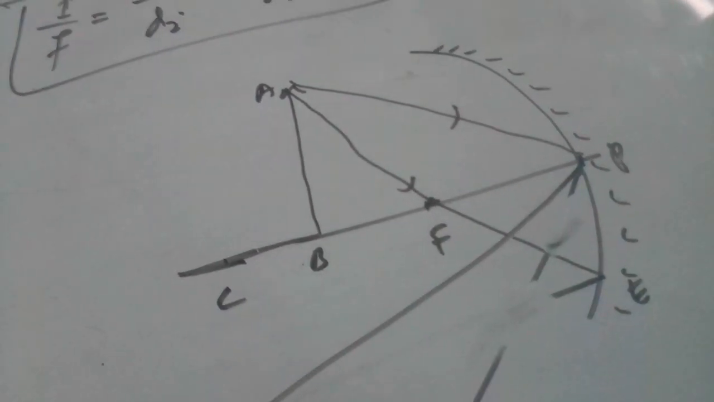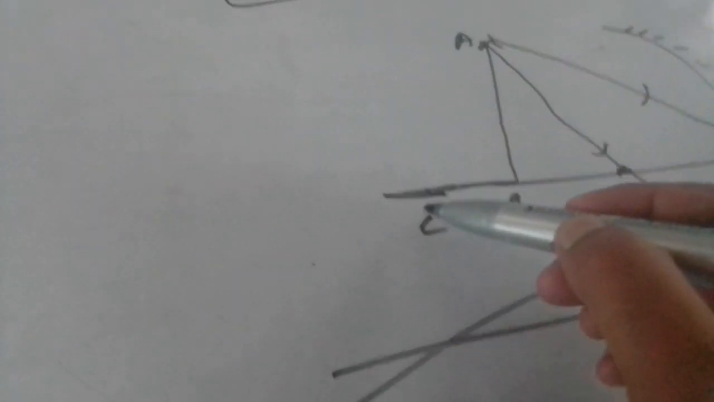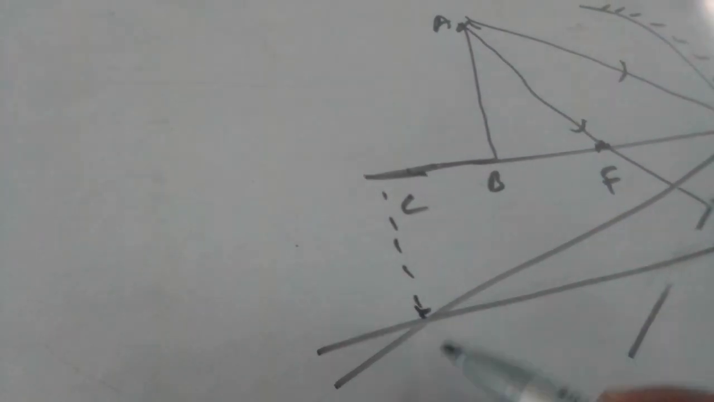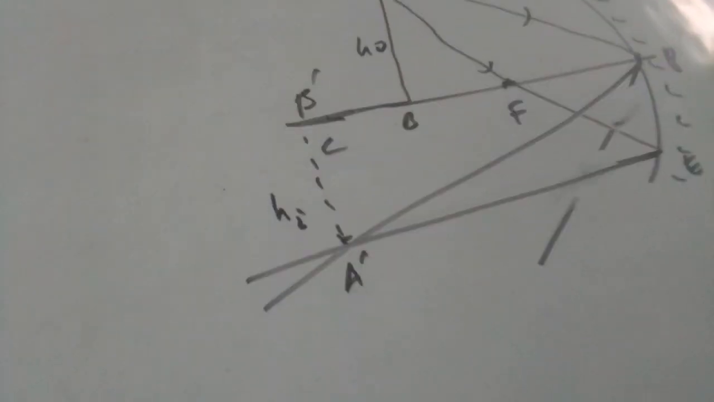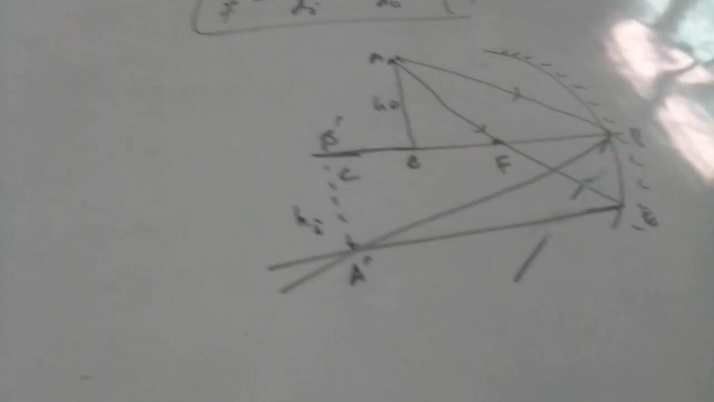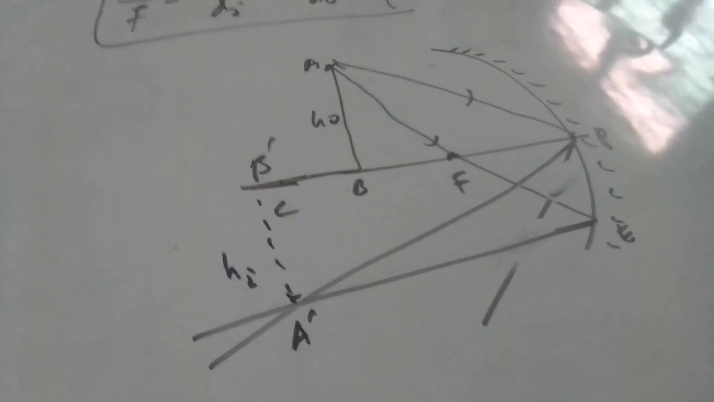principal axis. So at this point, the point at which these rays intersect, A dash, the image is formed. A B and A dash B dash: the object height is denoted by HO and the image height is denoted by HI.